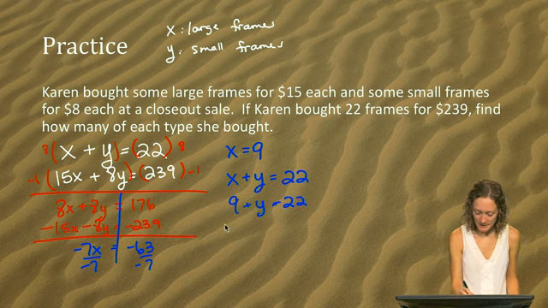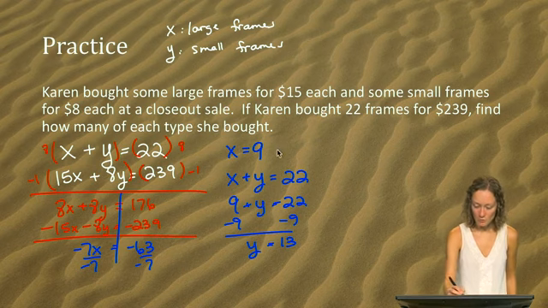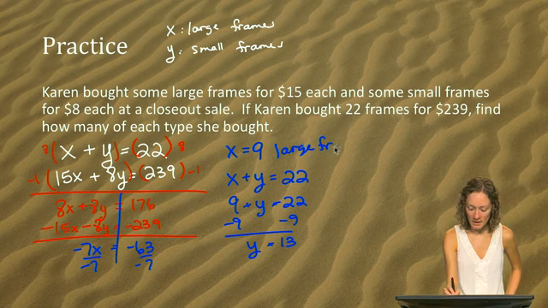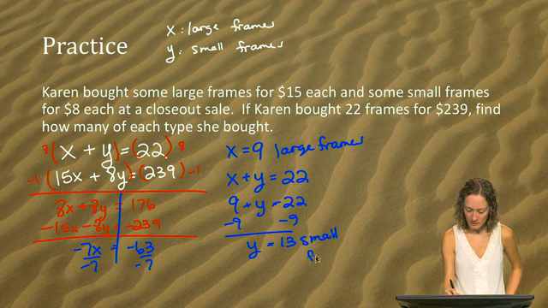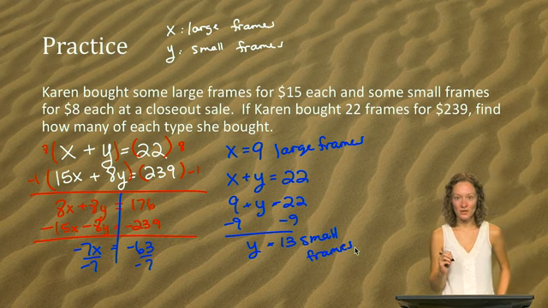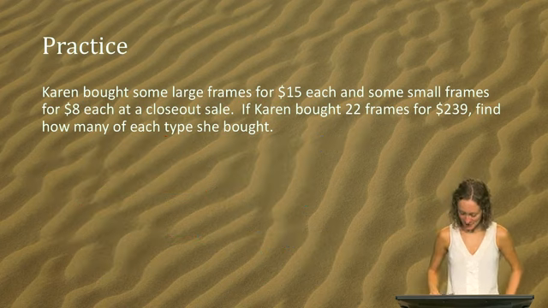I'll pick this one, nice and easy. And we get 13. So we've already labeled, so if you did that, you don't have to list here. If not, you'd have to say 9 large frames and 13 small frames. 2 down, 2 to go. How are we doing so far? Let's see how the rest go.